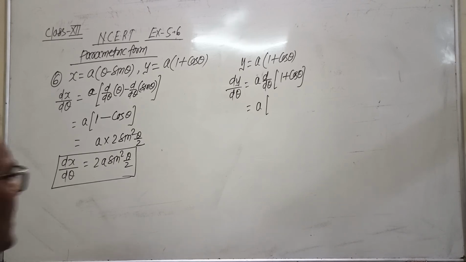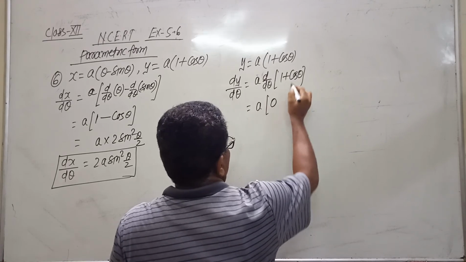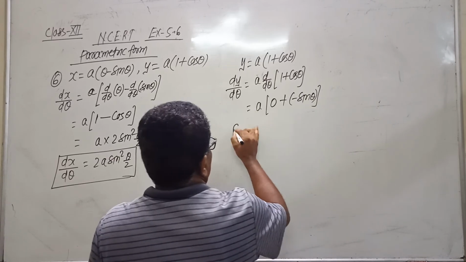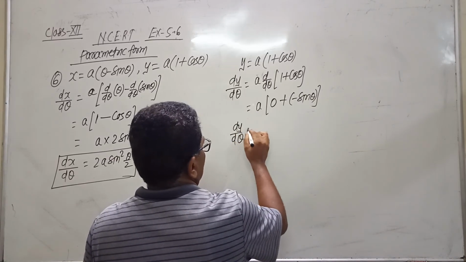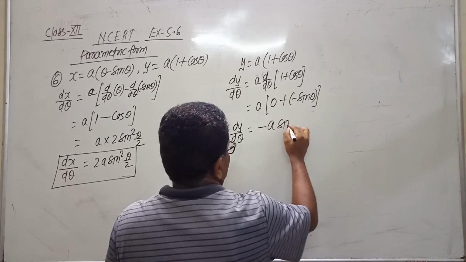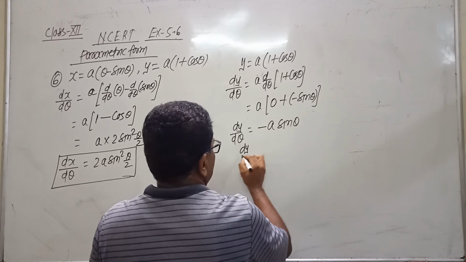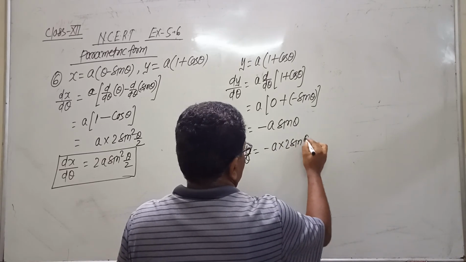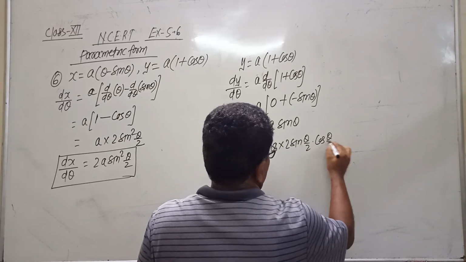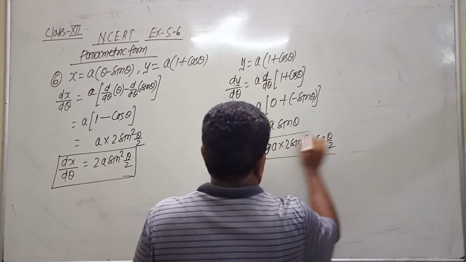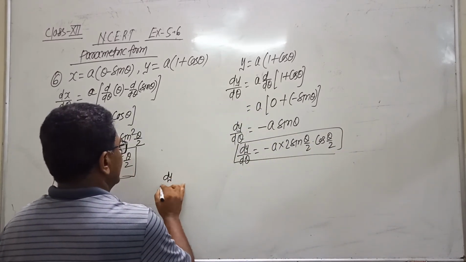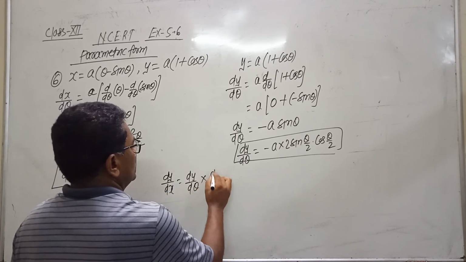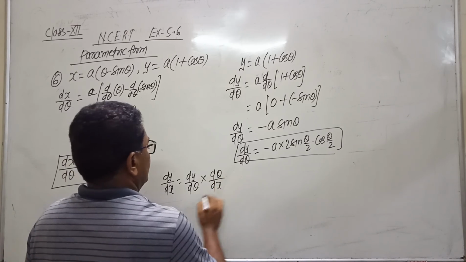So the differentiation of 1 is 0 and the differentiation of cos theta is minus sin theta. So we get dy by d theta equals minus a sin theta, and sin theta is written as 2 sin theta by 2 into cos theta by 2. Now we have to find dy by dx.